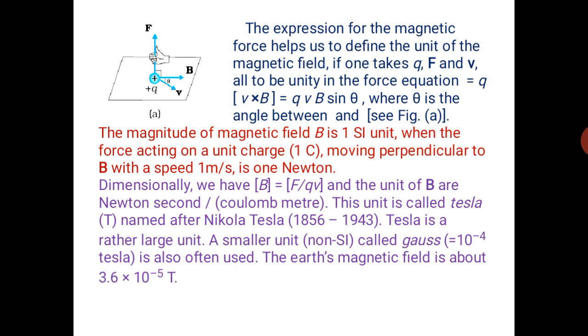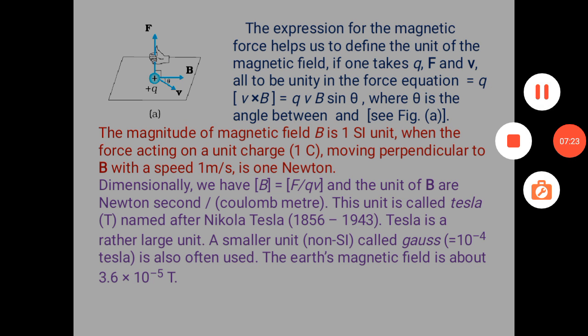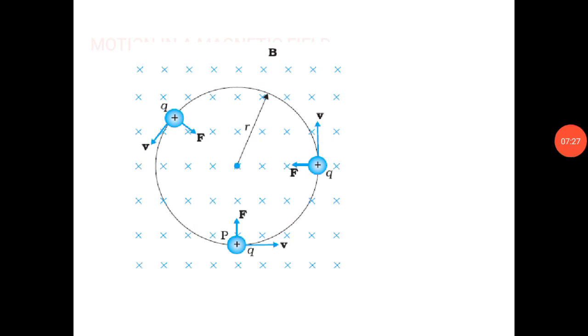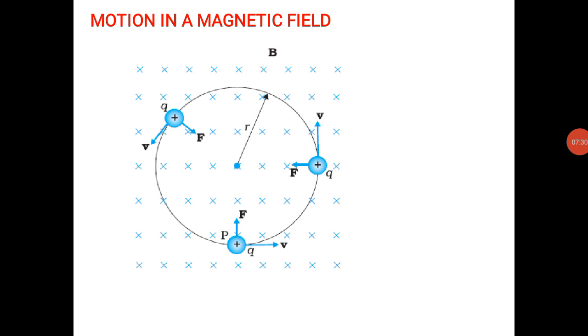The Earth's magnetic field is about 3.6 × 10^-5 Tesla. Okay. So this is about the magnetic force and the field. Okay. Now see in this, motion in a magnetic field.